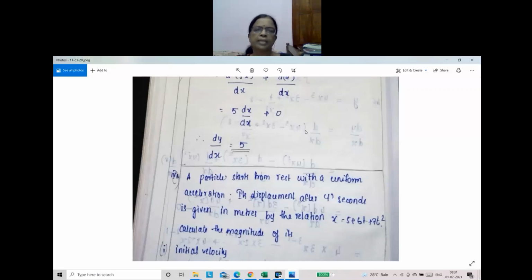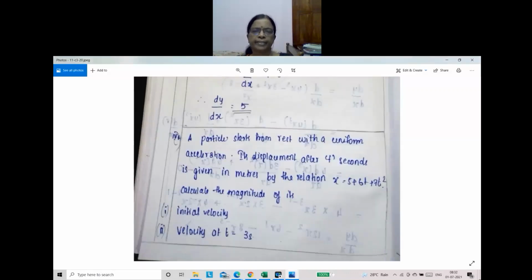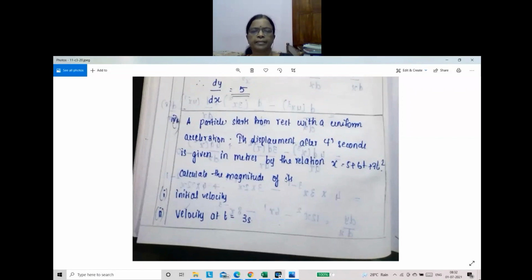I will give you homework, children. Then it will be easy for you. This type of problem is asked in our book. A particle starts from rest with a uniform acceleration. Its displacement after t seconds is given in meters by the relation x equal to 5 plus 6t plus 7t square. Calculate the magnitude of its initial velocity and velocity at t equal to 3 seconds. Here x is the displacement. Displacement is given, and you are asked to calculate the magnitude of its initial velocity.